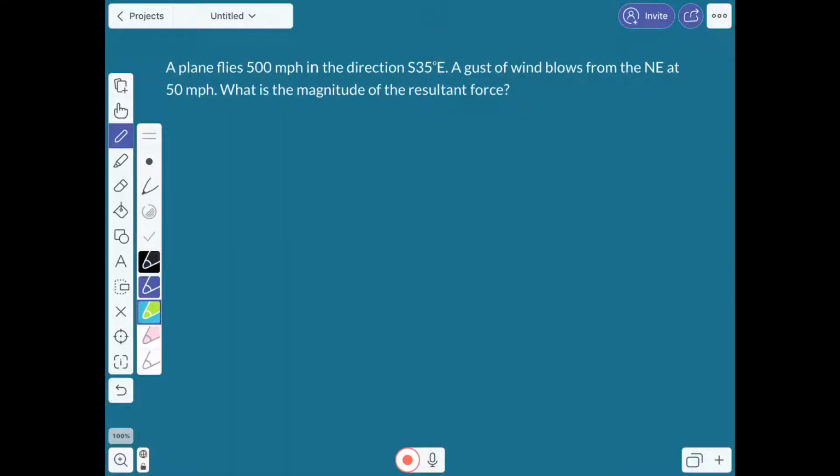A plane flies 500 miles per hour in the direction south 35 degrees east. A gust of wind blows from the northeast at 50 miles per hour. What is the magnitude of the resultant force?